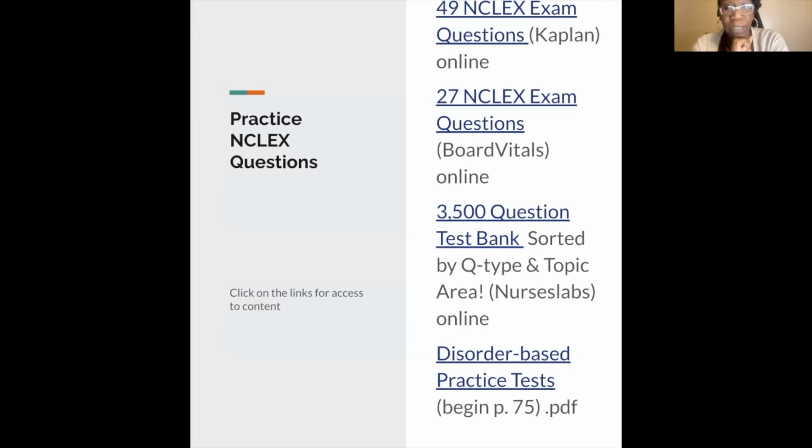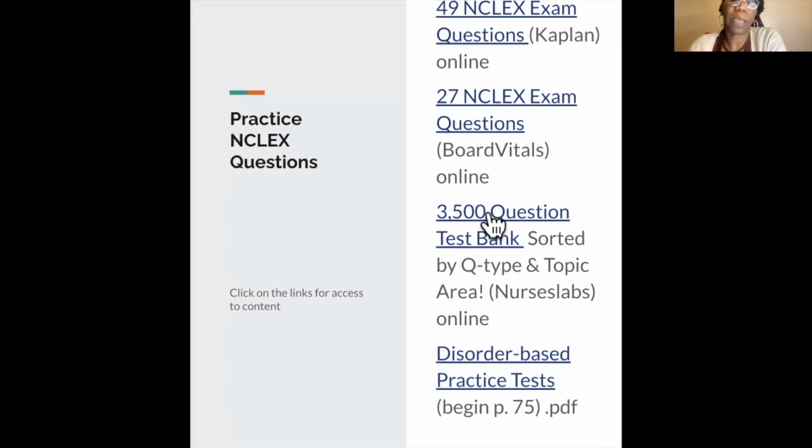Now, if you don't want to spend any more money, or if you're tight on cash, then you can absolutely use the resources that are listed here. These give you the 49 and 27 question banks, which give you a sense of what it's like to take practice questions on the computer. Some people don't care so much about being computer based, and that's fine as well. But there are 3,500 questions in this particular question bank. That's going to give you more than what you need to practice for the NCLEX, especially using the work plan as I've described it.